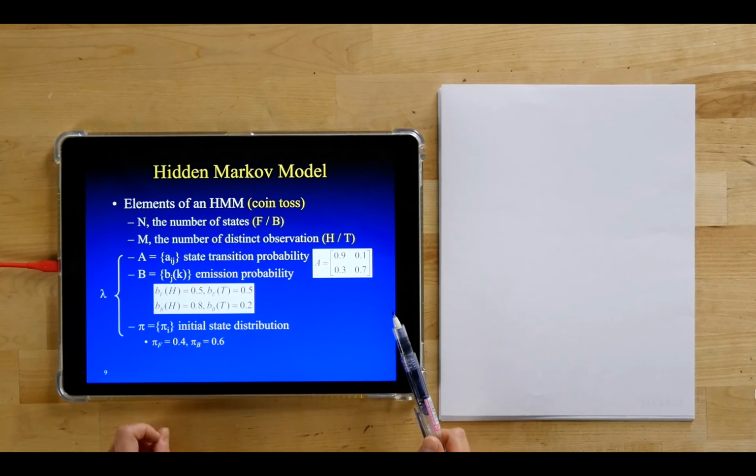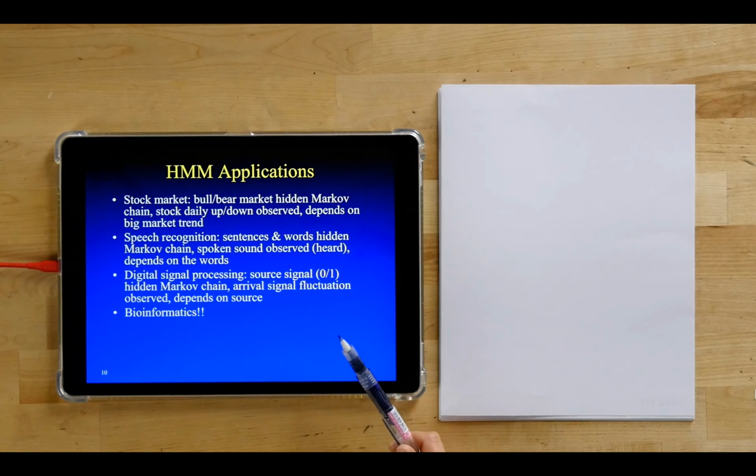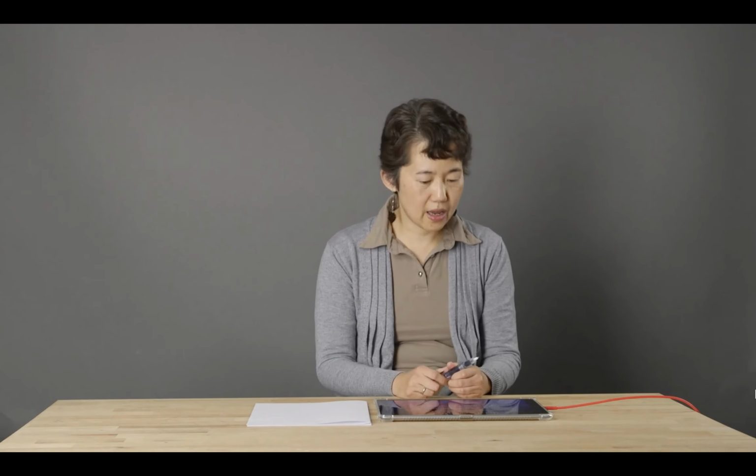Okay, so those are the elements in a hidden Markov model. What is this useful for? The hidden Markov model is a very useful machine learning algorithm. You can use it in the stock market. For example, imagine there are ups and downs in the market. You observe the stock price going up and down and up and down. But even though there are fluctuations, if we observe the overall trend and it's overall going up, we know in the market it's called a bull market.